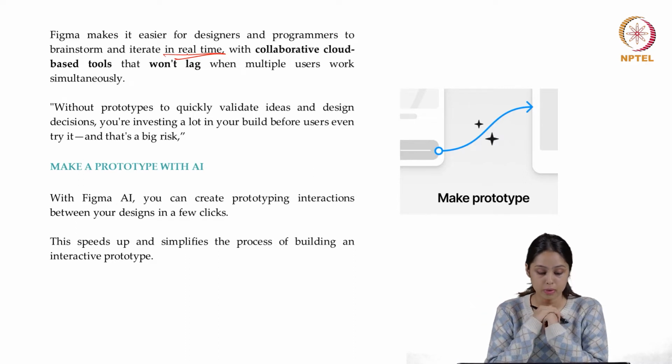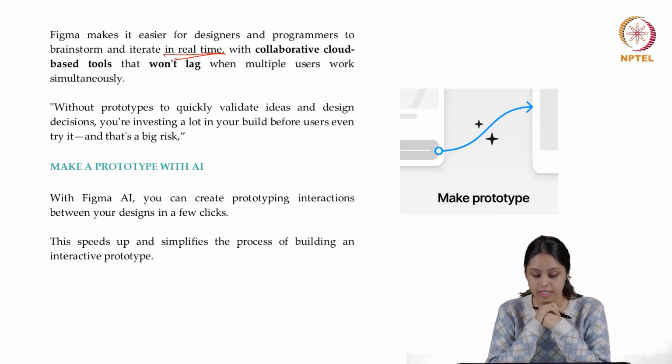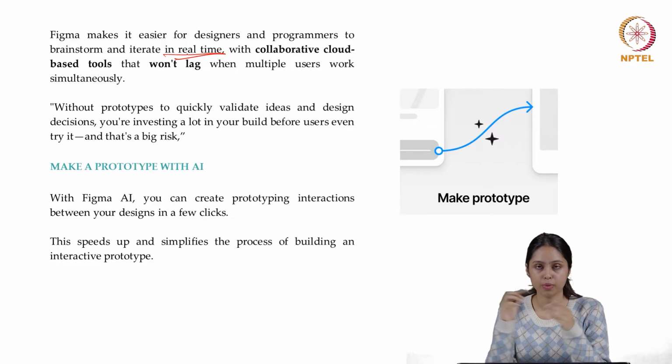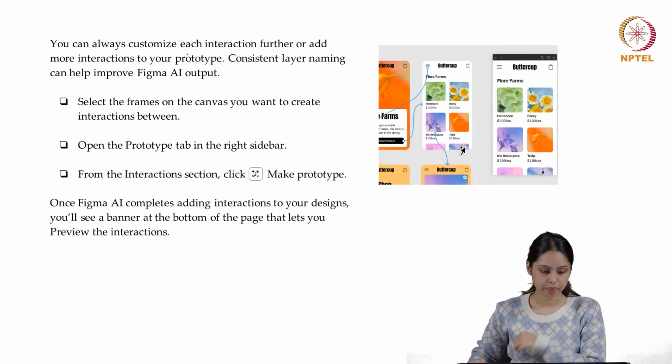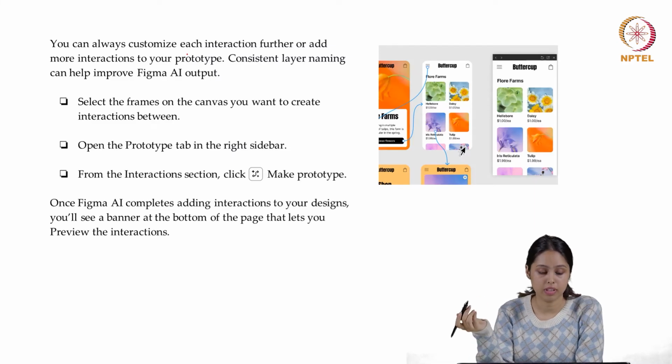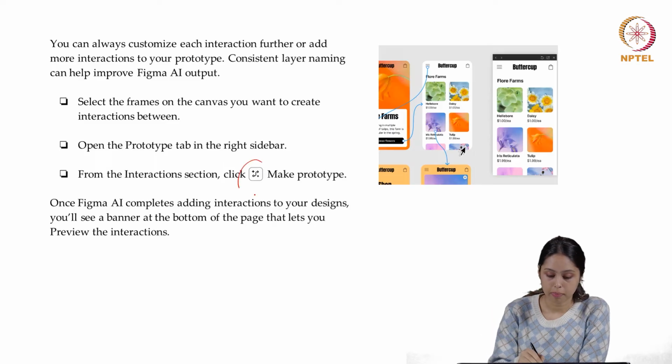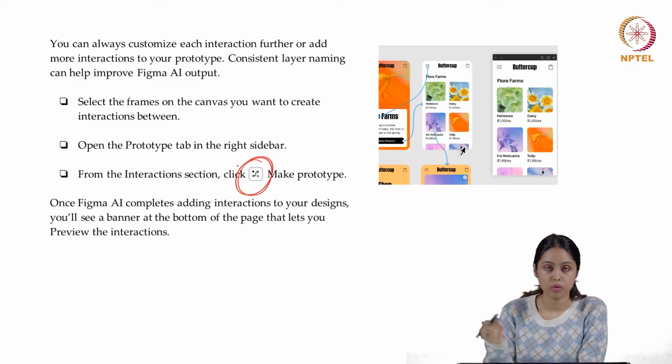So, the next point is making a prototype with AI. So, with Figma AI, you can create prototyping interactions between your designs in a few clicks. It can help you give an overall idea how one of your templates can be and how different pages can look, how you can use these fonts or this color to make it visually better. So what Figma AI can help you with essentially is select the frames on the canvas you want to create interactions between and open the prototype tab in the right sidebar. And this is the button that you can use to actually use Figma AI, and which shows make prototype as well, and it will help you come up with better ideas.